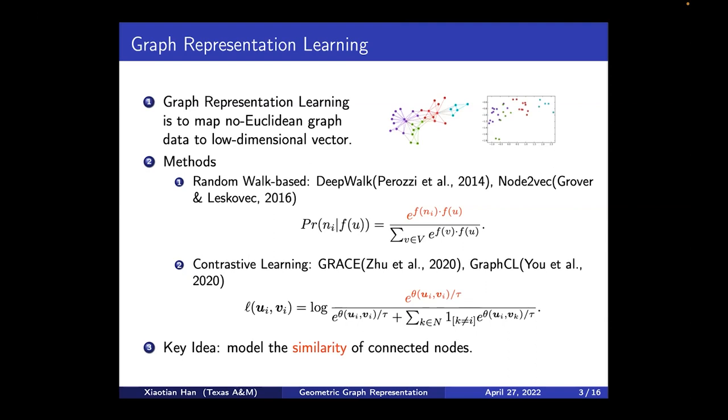Another technique, contrastive learning for graph representation learning, is used in recent works. The representative methods are GRACE and graph contrastive learning. There are also many other works on random walk-based methods and contrastive learning methods, but their key mathematical expressions are listed in this slide. Look at the red part. The key idea of the previous methods is to model the similarity of the connecting nodes. They just push the low dimensional vectors to be similar, and then use some loss function to push the similarity of the connecting nodes.